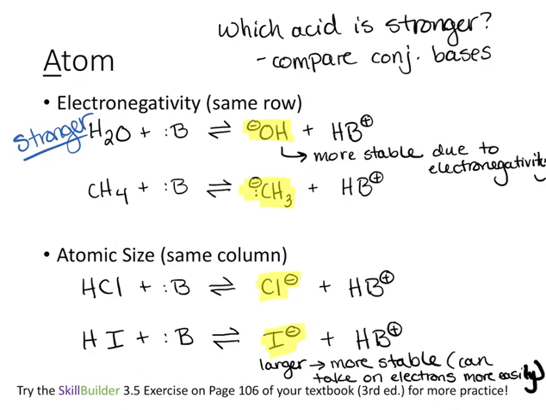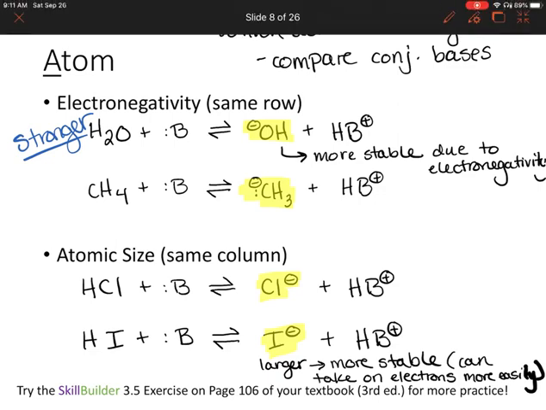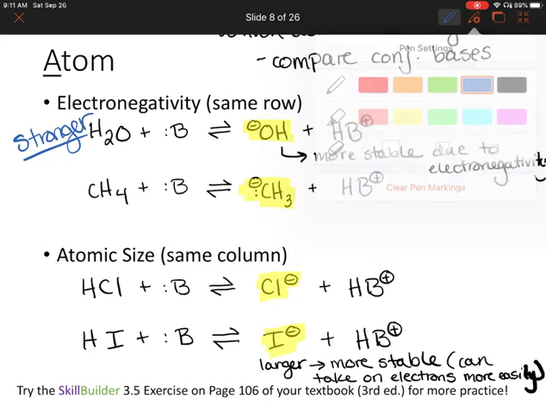My pen decided to go bold at the end. So again, the iodide ion is larger, it can take on electrons more easily, so it is more stable. What that tells us is that HI, or hydroiodic acid, is stronger than hydrochloric acid.